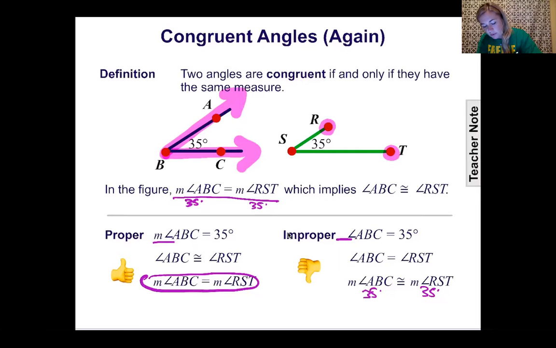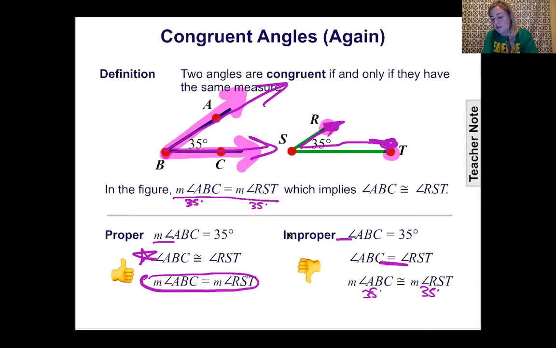And then lastly, we have angle ABC is congruent to RST. This is the correct way. They are not equal. They're not equal because this one extends way longer than this little one here, okay? Because these don't keep going, they just have dots at the end. That is why they are not equal.